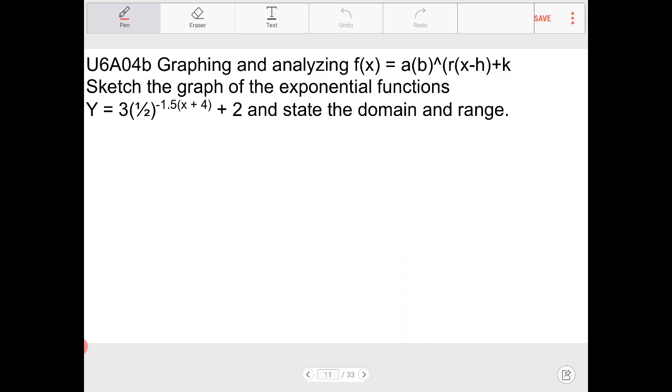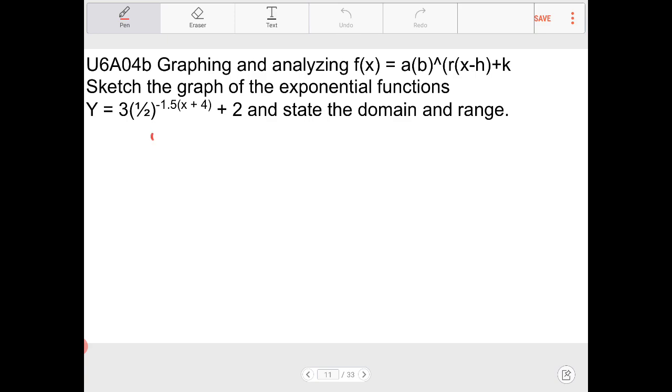In our first problem, we are going to try to sketch this function: 3 times 1/2 to the negative 1.5 times (x + 4), plus 2. And we're going to state domain and range. We're going to attempt this by analyzing whether this is a growth or a decay situation, and then we're going to graph this. Mind you, this is a sketch. We're not graphing individual points. The only point that we'll be graphing is the coordinate that we're familiar with, which is the y-intercept.